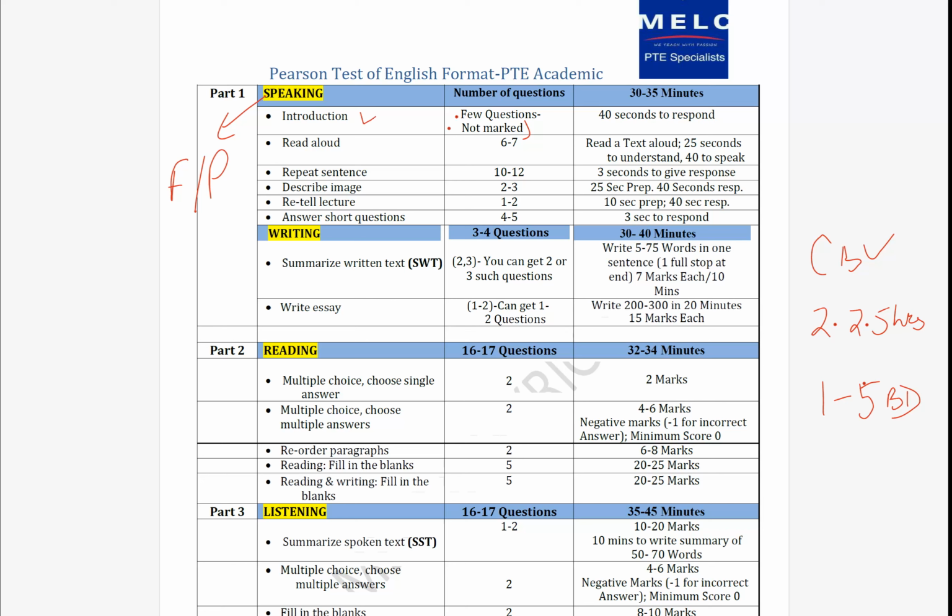For the introduction, you have to speak for 40 seconds. You must talk about yourself, who you are, where you are from, what your interests are. There are specific questions given by PTE. We'll cover them later. The next question after introduction is read aloud.